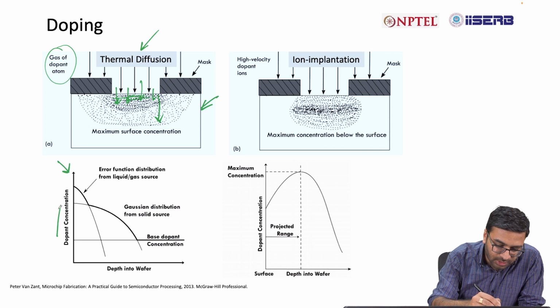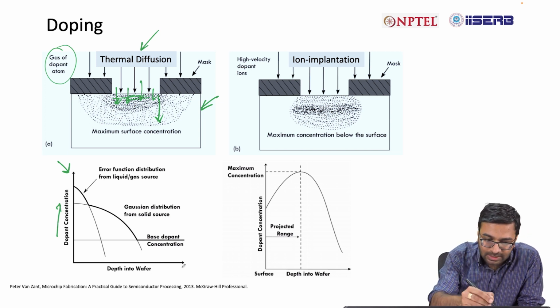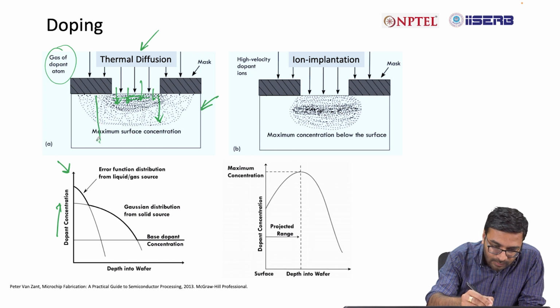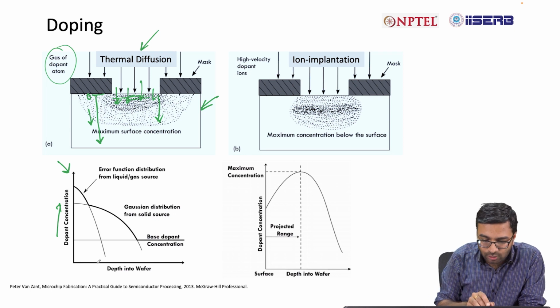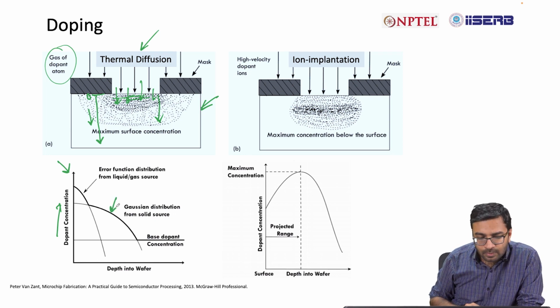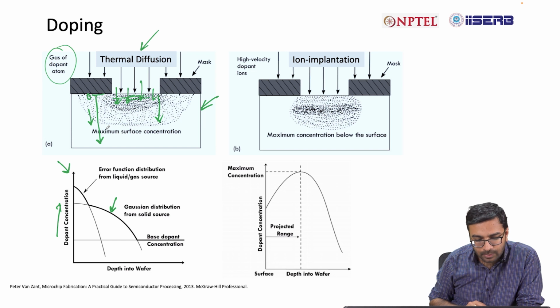Y-axis is the dopant concentration, and x-axis is the depth into the wafer, that is this particular axis, where this one is 0, the depth is 0. Here it's slowly increasing, the depth is increasing. So as the depth is increasing, the concentration is also reducing. Okay, so this is what the profile is.